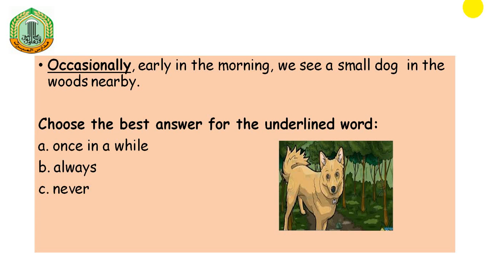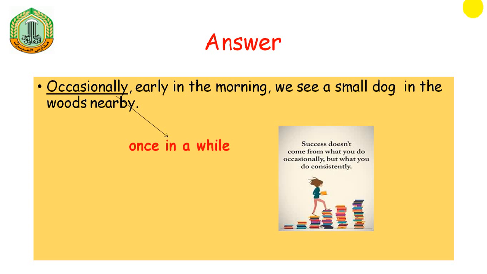Let us compare your answer to mine. It means once in a while. So occasionally, early in the morning, we see a small dog in the woods. So we normally don't see them early in the morning. So it's from time to time. So it's once in a while. Let's go to the third word.